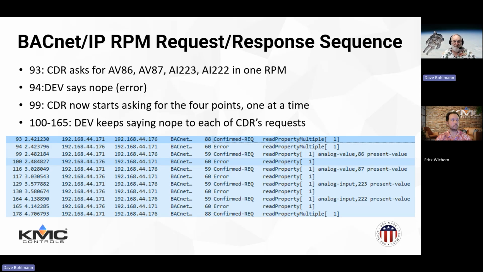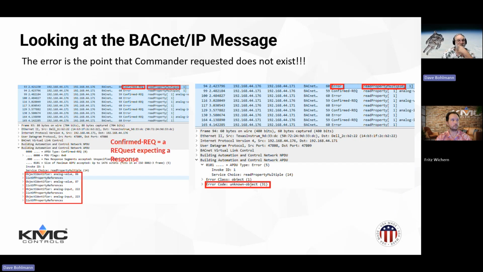Why is it doing that? So here, this is that same frame up here. I click on this frame up in the packet list, and if I expand the APDU, this is that very first message. Here's all four of those points it's asking for. Then I select the next frame, 94, which is the error that comes back. Again, I can expand the APDU, and here's the error. The device is telling me that point is not there. So now you have to figure out why it is not there.